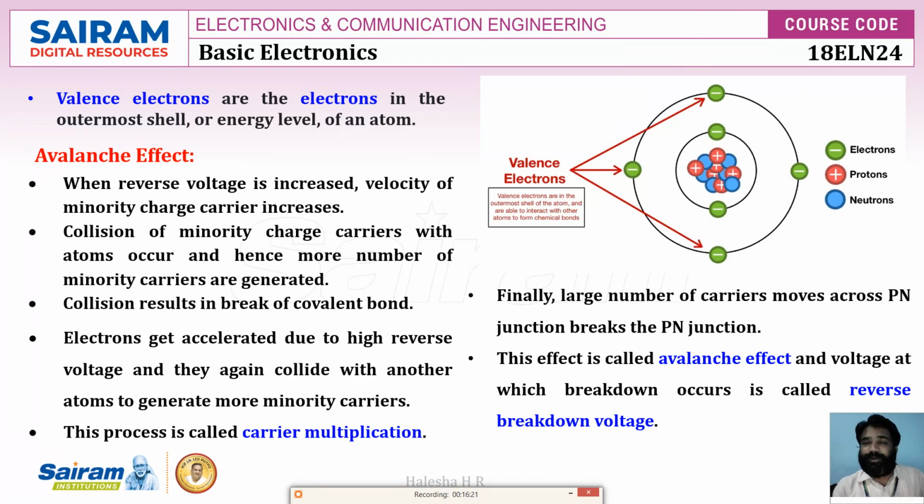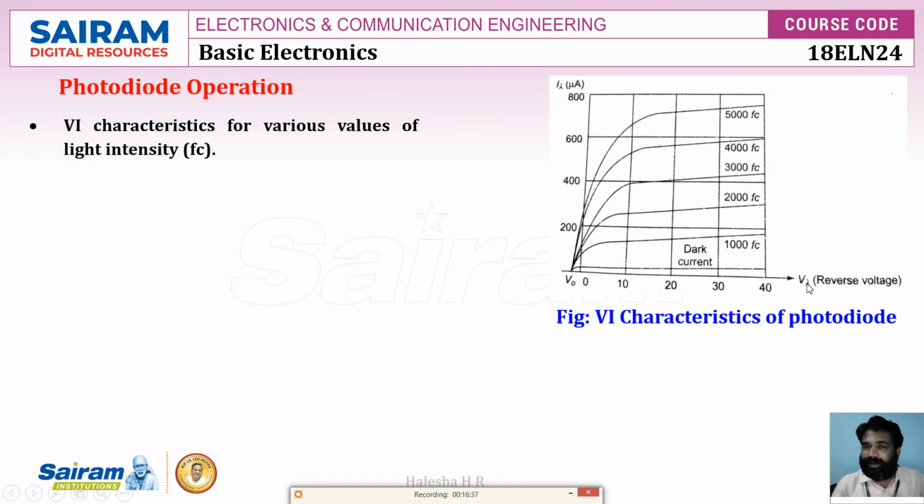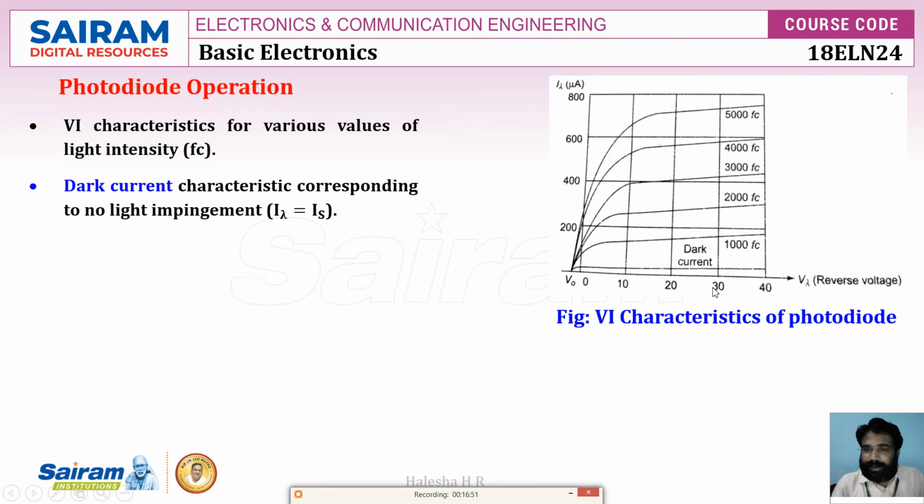Similarly, to get the electrons from the outer shell, that is the valence band, we use photo energy in the photodiode. Okay. Let's see the VI characteristics of the photodiode. This is the VI characteristic, drawn as a plot of reverse voltage V lambda versus reverse current I lambda in microamps. So the dark current, this is the region, corresponds to the characteristic with no light falling on the lens.